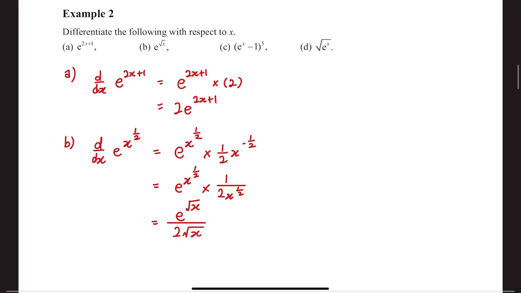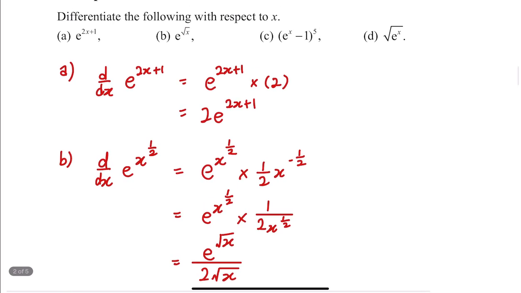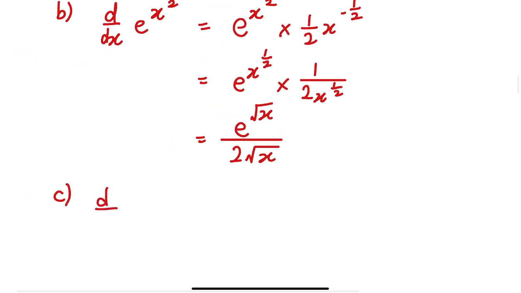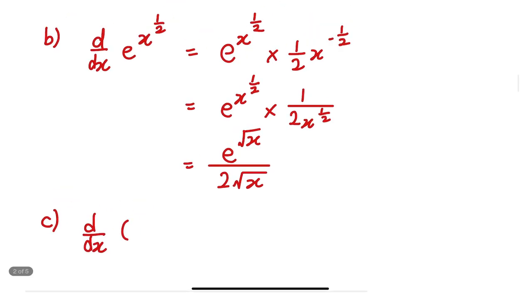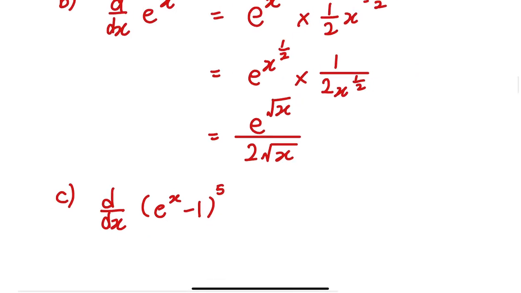Alright, so now let's look at example 2c. For example 2c, I want to differentiate this. Let's write it out. Differentiate e power x minus 1, the whole thing power 5. In order to differentiate this, you recall again, we learned this in chapter 12. In order to differentiate anything with a big power, this is your chain rule as well. I bring down the power, then the current power minus 1.